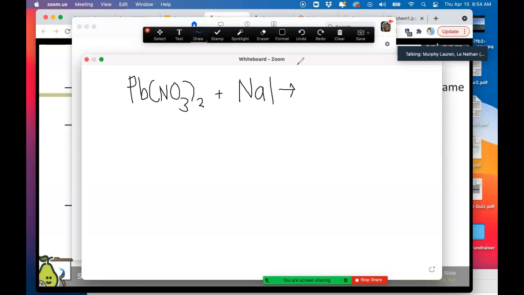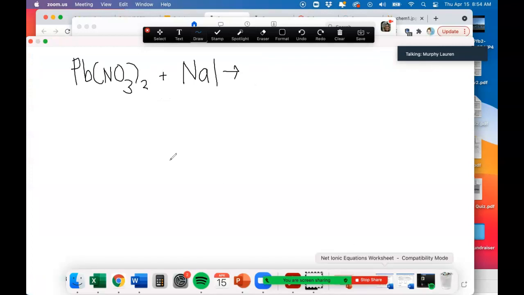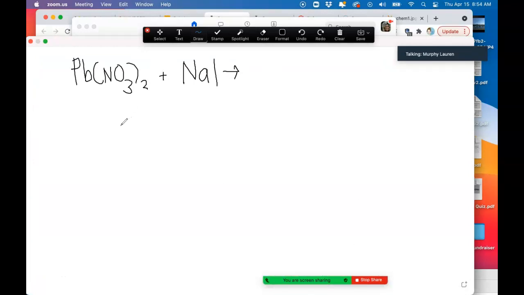So now let's see how much you remember from January. Please try to predict the products. The first thing you want to do is classify what kind of reaction it looks like. Plus, minus, two compounds, right? Probably going to be a double replacement, so they're going to switch partners. So the lead is going to go with the iodide.